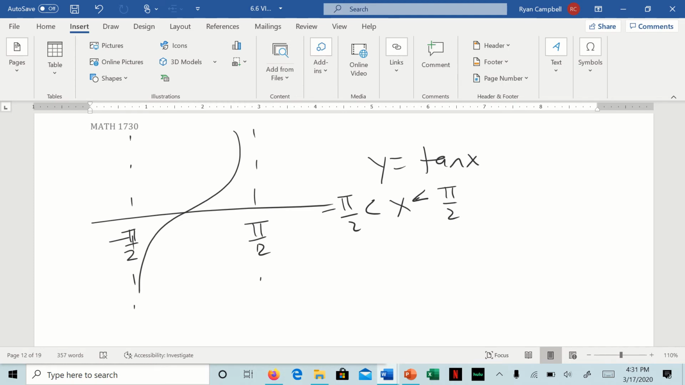And then what do we know for y? It's 1 and negative 1, right? Well, no, of course not. It goes on forever, right? So in this case, y can be anything, and that's totally okay.